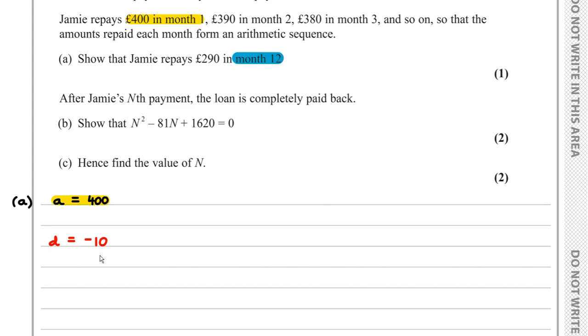So to find out how much Jamie repays in the 12th month, U12 will equal 400, the first term, plus 12 subtract 1, multiplied by negative 10. Meaning, the amount that Jamie repays in the 12th month is £290.